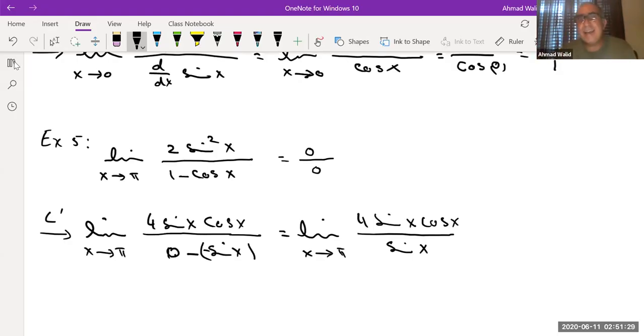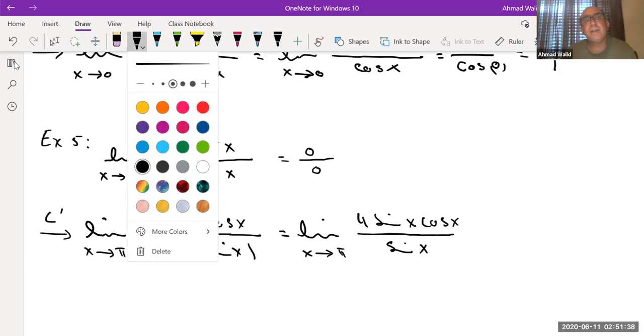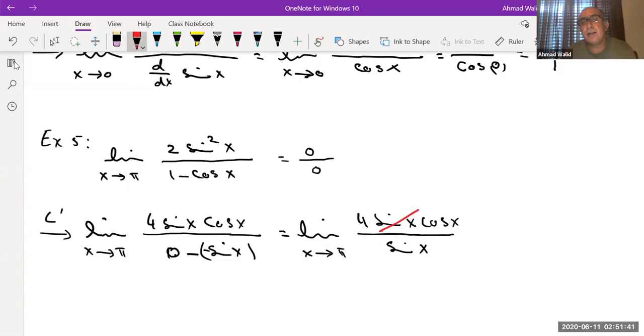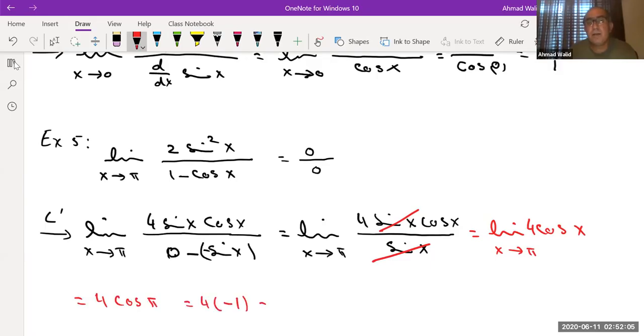Before plugging, you have to check enough algebra right now. You see that if you can simplify your function, simplify. Here I can cancel out sine x with sine x. Then I'll end up with the limit of 4 cosine x as x approaching pi. Plug in the number, it gives you 4 times cosine of pi, which is 4 times -1, which gives you what? -4. Correct.